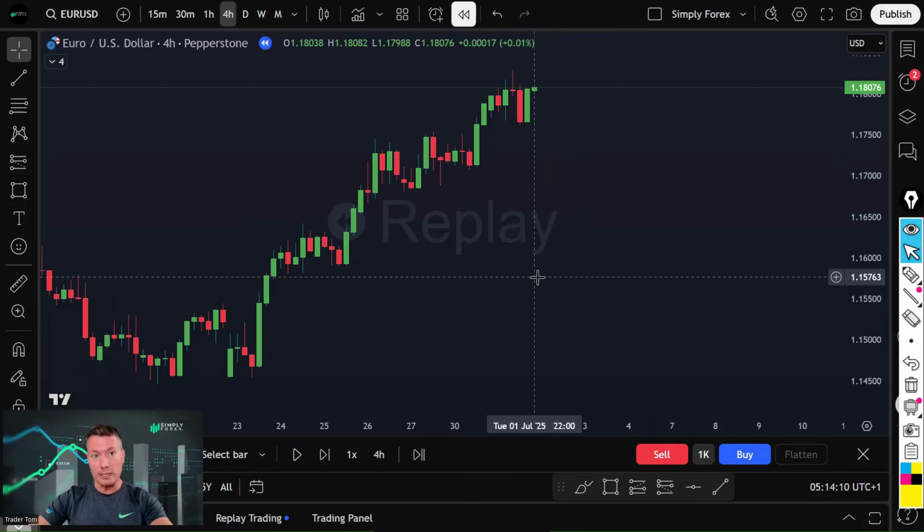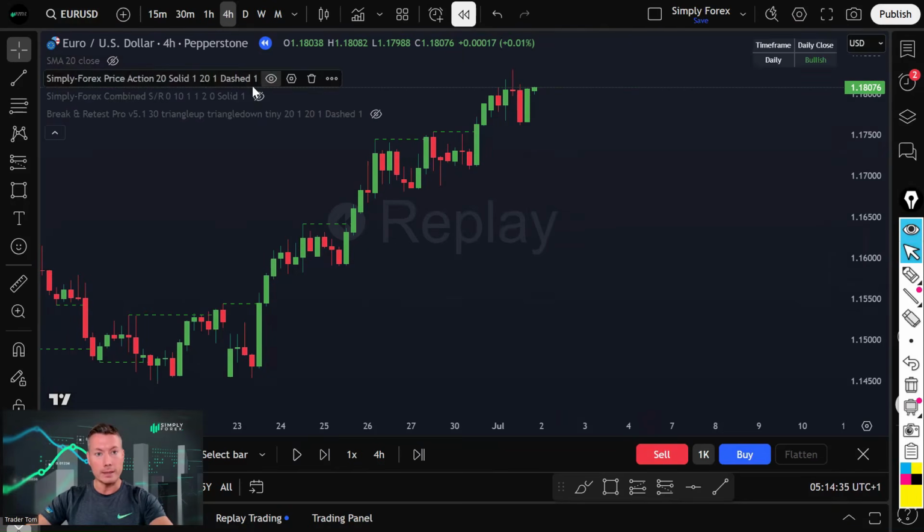Now, as you can see, this is Euro US dollar. This is the H4 chart. We're looking at the H4 chart because this is predominantly the time frame that I enter on. And normally how I trade, guys, is I look for daily trend and H4 trend to mirror each other. Therefore, we have a high probability trade. So let's bring up the first part of the indicator.